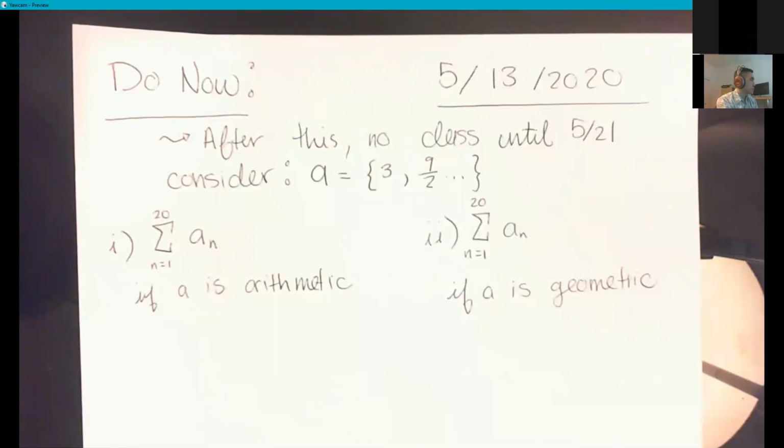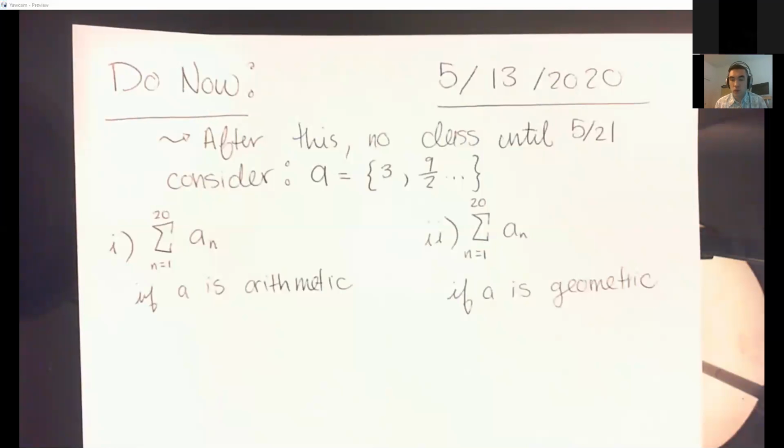In the meantime, go ahead and take a look at this warm-up here. I have one poorly defined sequence. I'm telling you that A is equal to 3, 9/2, and so on. For this sequence, I'm only giving you the first 2 values, so exactly what builds this sequence is ambiguous. It is not enough information to build an equation out of 2 points. You can't do that. It's literally impossible.